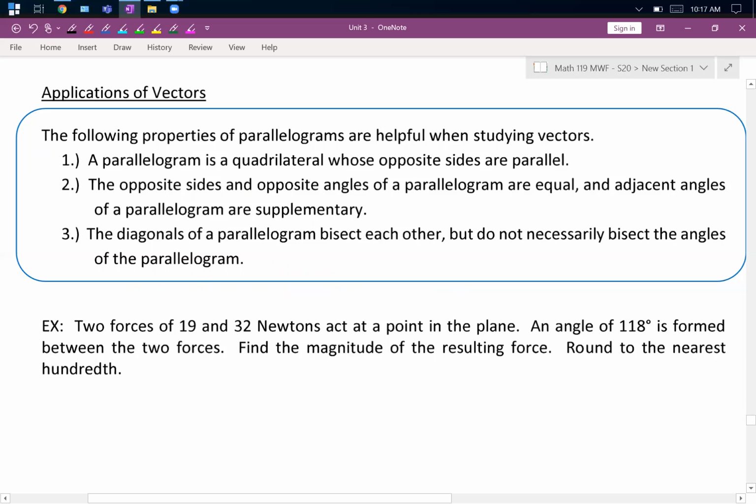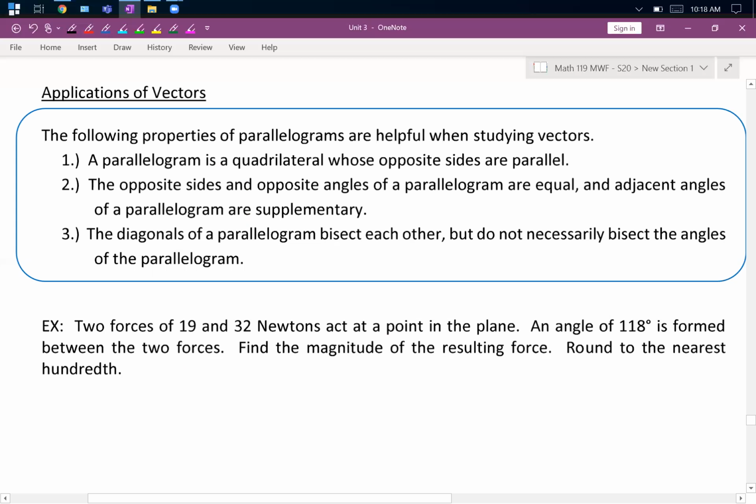Or what happens more frequently in applications is that both vectors start at the same place, because frequently we have two forces on a single object. In that case, we use the parallelogram rule, where we draw a parallelogram based on our two vectors, and then the resultant is the diagonal of that parallelogram.